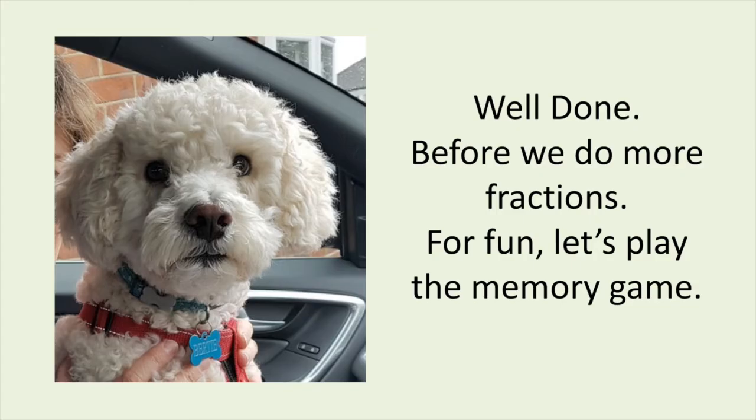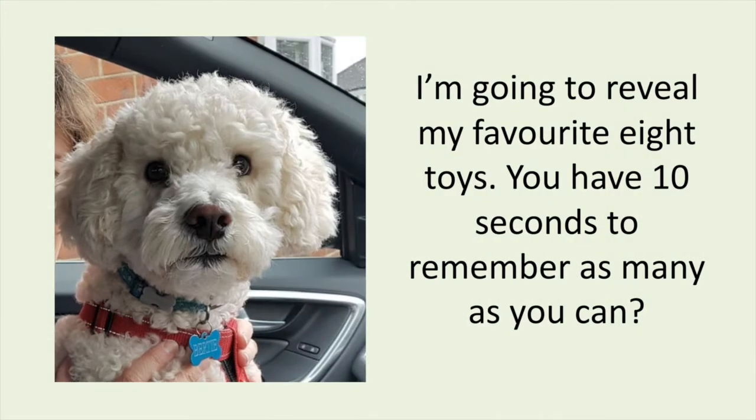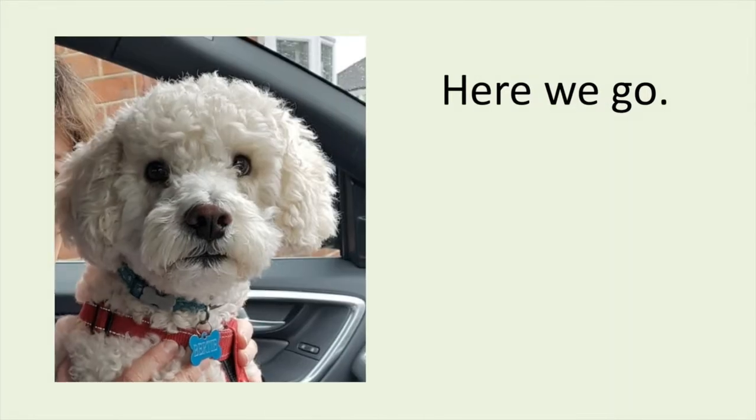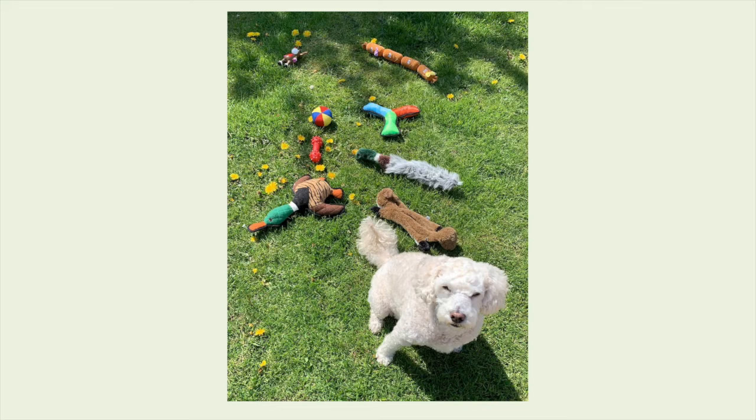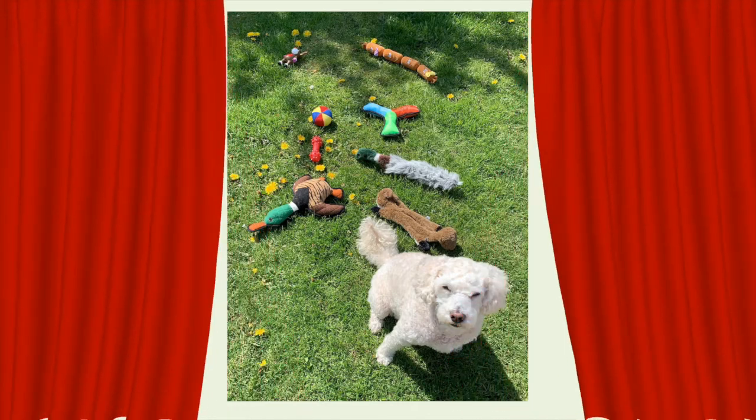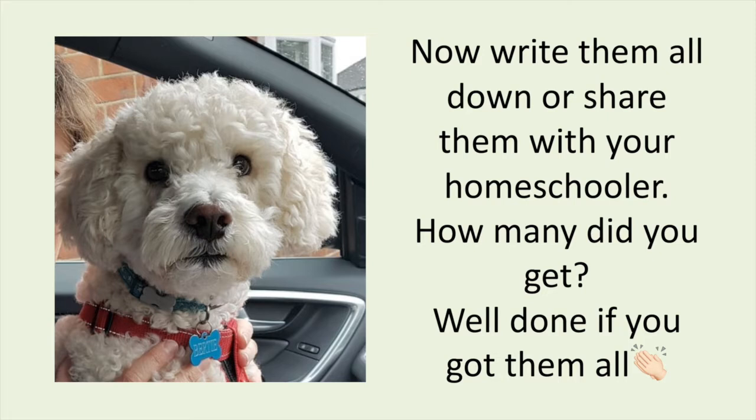Before we do more fractions, Bertie's going to share some of his toys with you, which you'll need to know about in order to do the work later. Okay, you've got 10 seconds to look at Bertie's toys and see how many you can remember. There's Rudolph, sausages, a ball, frisbee, dumbbell, duck 1, duck 2 and a fox. Now write down all the toys you remember or share them with your homeschooler. How many can you get?